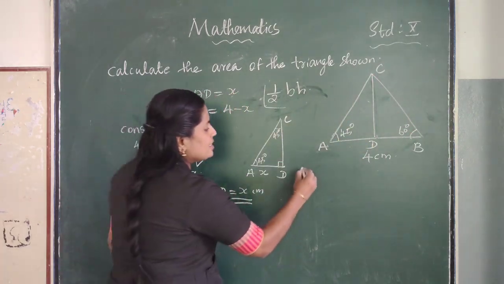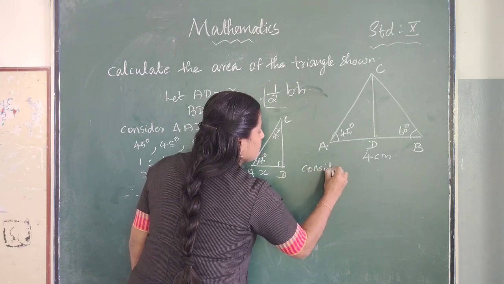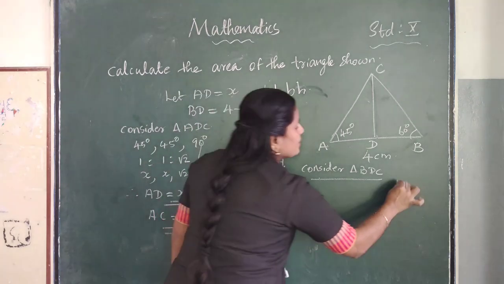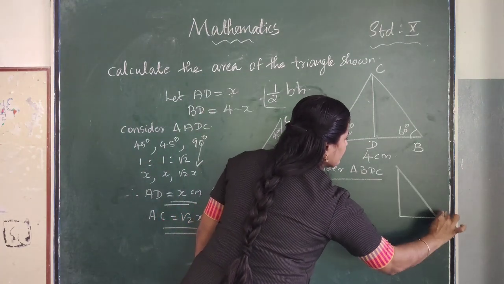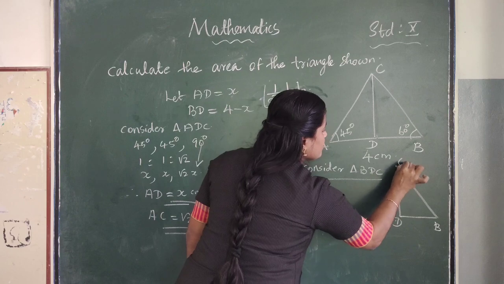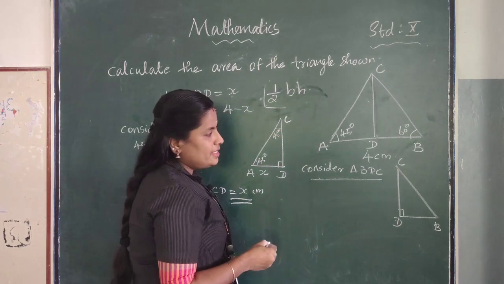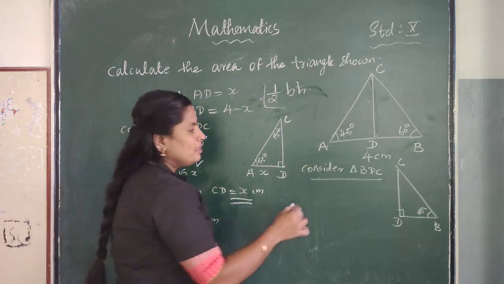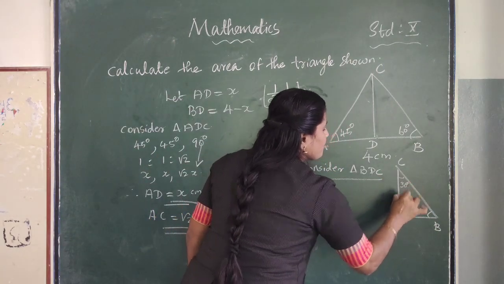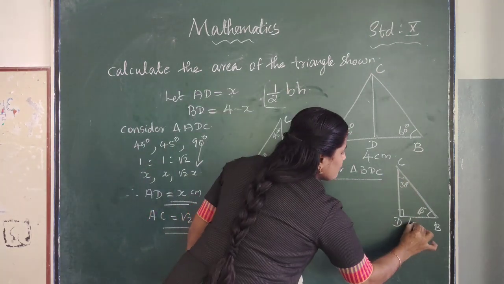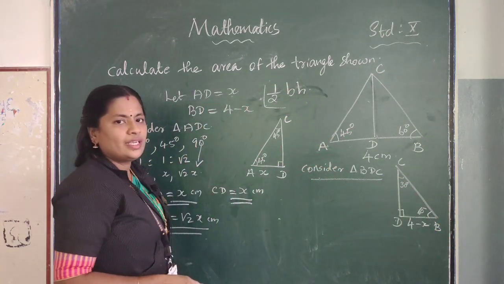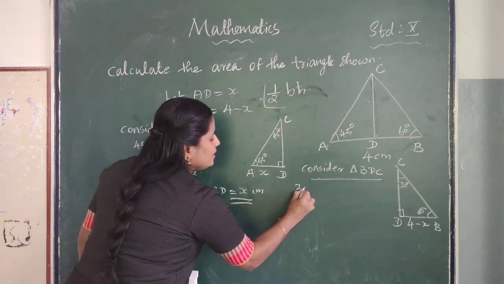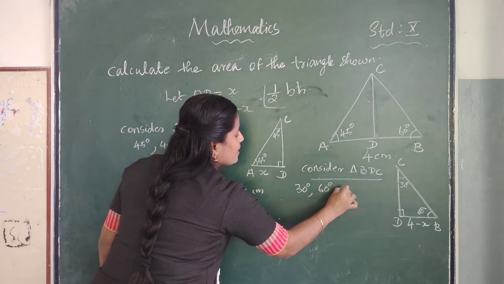Next we can consider the triangle BDC. Here it is 90 degree, this angle is 60 degree. So what about the third angle? Third angle is 30 degree. Here it is 4 minus x. Now 30 degree, 60 degree, 90 degree.